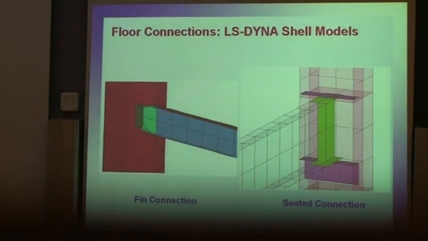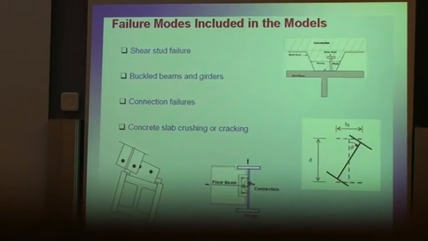For the LS-DYNA model, the model that captured the behavior from the initiating event all the way to collapse, we used shell elements mainly, again with a similar representation of the connection behavior and failure. Failure modes, and I mentioned that early on, include shear stud failure. These are the shear studs I mentioned earlier. They are welded to the top of the steel beam and embedded in concrete to provide for the composite action. Other failure modes include beams and girders, connection failures, and concrete slab crushing or cracking under tension.